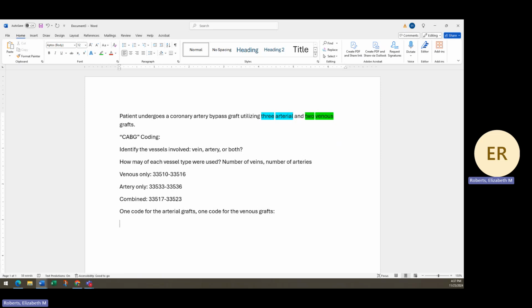So if we go back to our CPT code book in that artery only section, 33533 through 33536, we're going to identify the one that identifies 3 coronary arterial grafts, which is going to be 33535. Okay, that's going to be our arteries. I'm going to highlight it blue so we know which one we're talking about here. Okay. And now let's look at the code for the venous graft. The venous grafts are in this code range, 33510 through 33516.